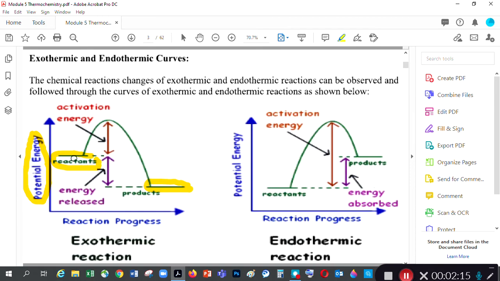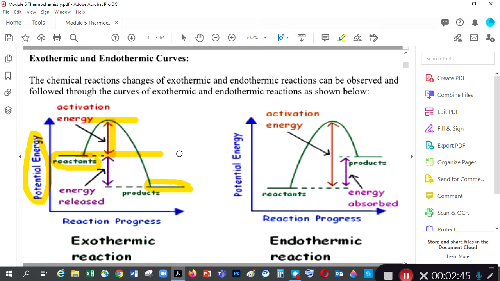Furthermore, from the reactant side, I can make a line up to the summit here. This is the activation energy. Activation energy, by definition, as you know, is the amount of energy needed to start the chemical reaction. The chemical reaction will not start unless you provide the activation energy for it.